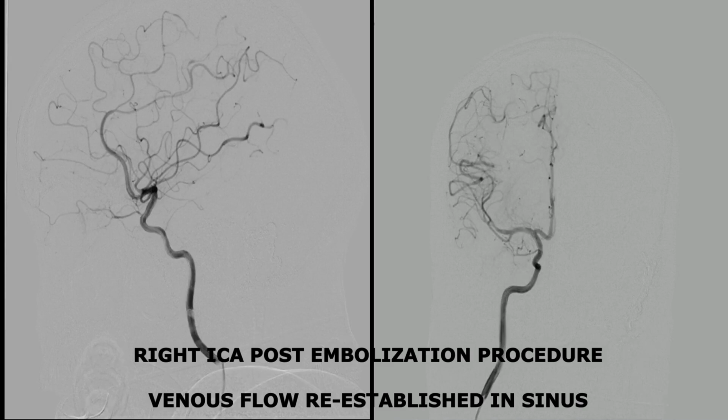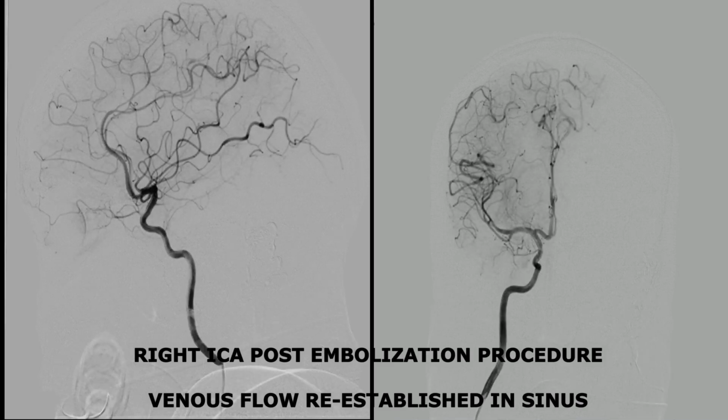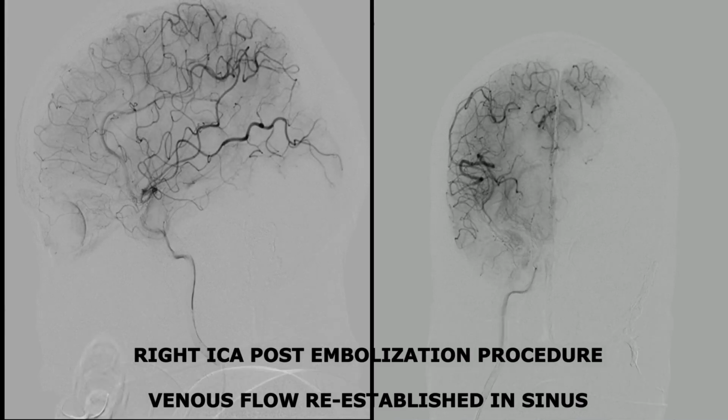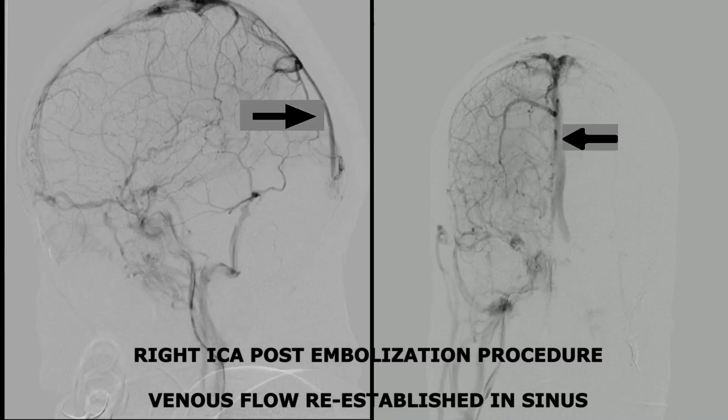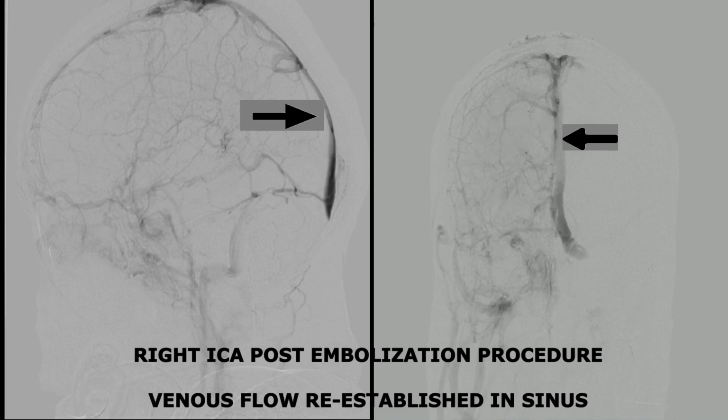The DSA of right ICA, AP and lateral post-embolization showed normal arterial filling with normal re-establishment of antegrade flow into the superior sagittal sinus, which was not present before the embolization procedure.